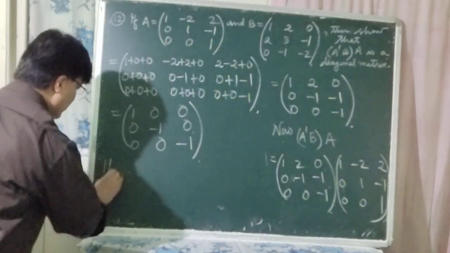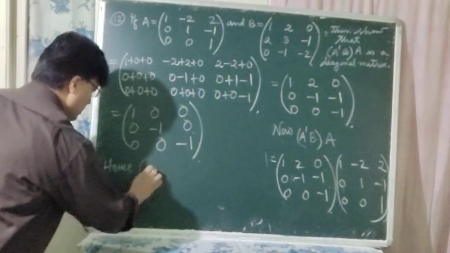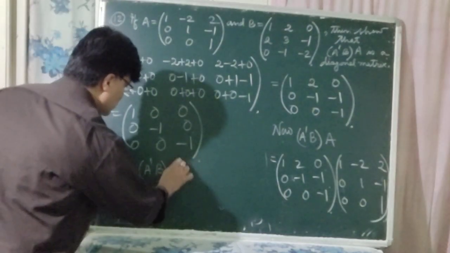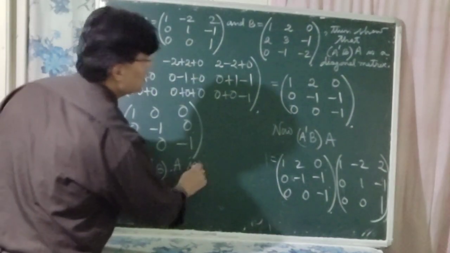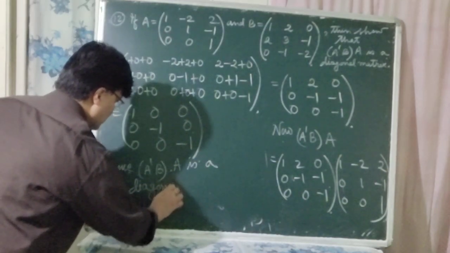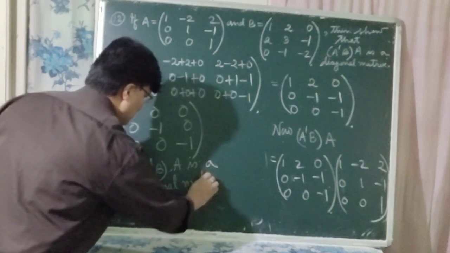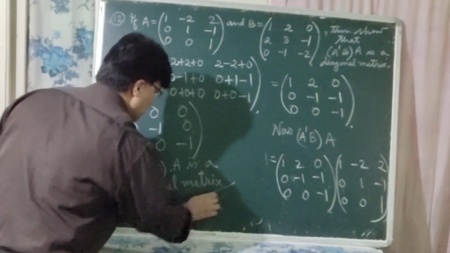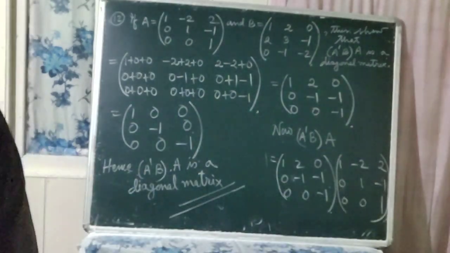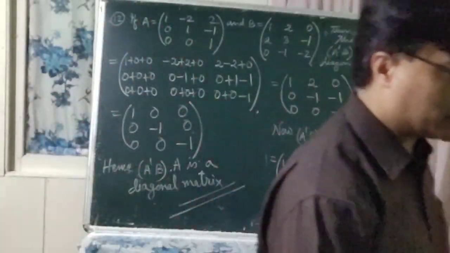So hence, what will you write? Hence (A dash B) into A is a diagonal matrix. Is that clear to all of you? So this is the answer. So we'll do the next question now.